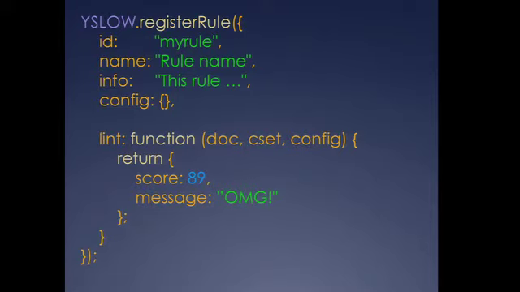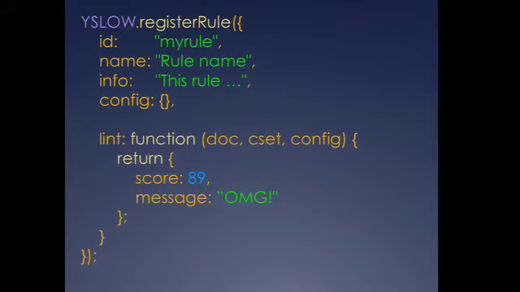It's really simple. There are just two methods you should be aware of. Register rule is where you pass a JavaScript object which represents your rule. So it has an ID, name, information, more. And the most important thing is that lint function. So Whiteflow will pass to your function a reference to the document, an object containing all the ways to query all the components and so on.